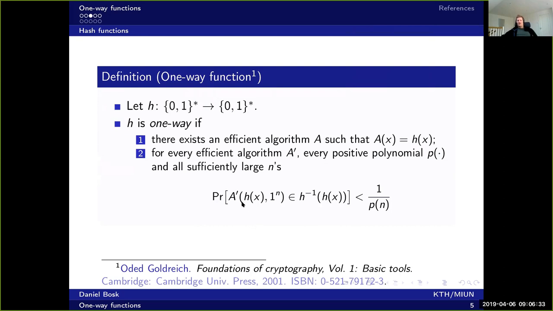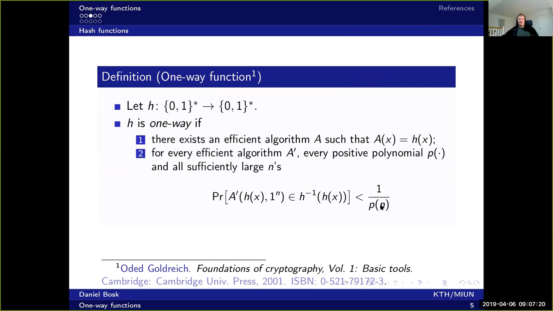So the probability that the output of this algorithm A prime, given h of x, so given the output of the hash function, and given the security parameter, which is what limits A's execution time, is any of the possible values that you can input as x, is very small. It's 1 over this polynomial here.